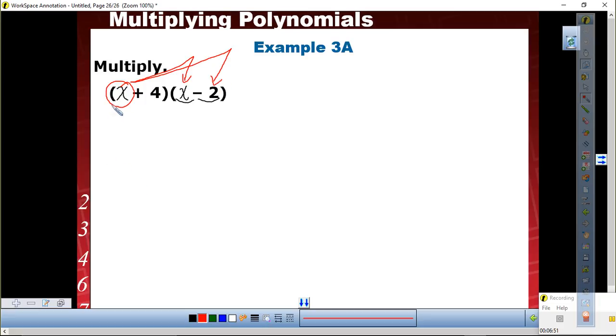Everybody see that? So what is x times x? X squared. What is x times negative 2? Negative 2x. Are we there so far? So I'm done multiplying this one times these 2. So now I'm going to focus on this one times these 2. What is 4 times x? 4x. What is 4 times negative 2? Negative 8. So what I just did right now, I multiplied these 2 times these 2. Everybody see that? Okay, copy that, please.